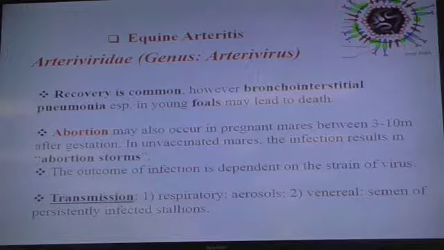Yes? Do you mean if they have poor quality, like in the semen, the cells itself, or in the fluid? What do you mean by quality? No, the virus. The virus is spread. The quality meaning non-infected. Non-infected? Yeah.